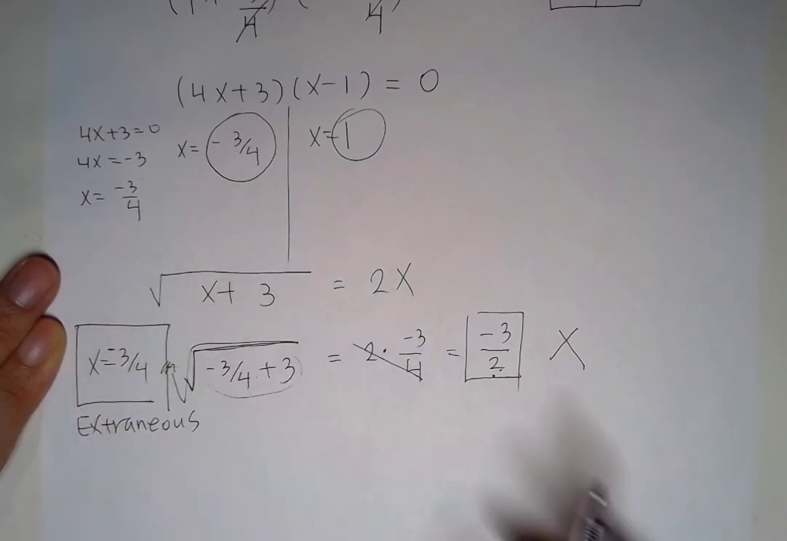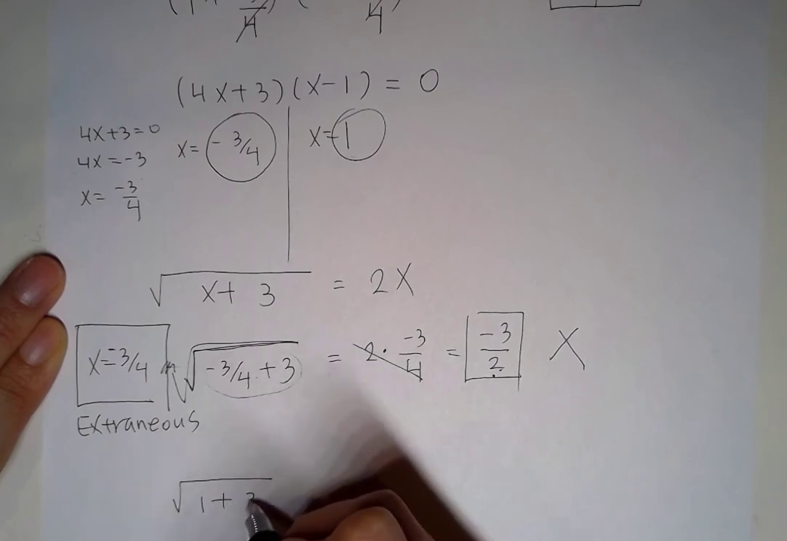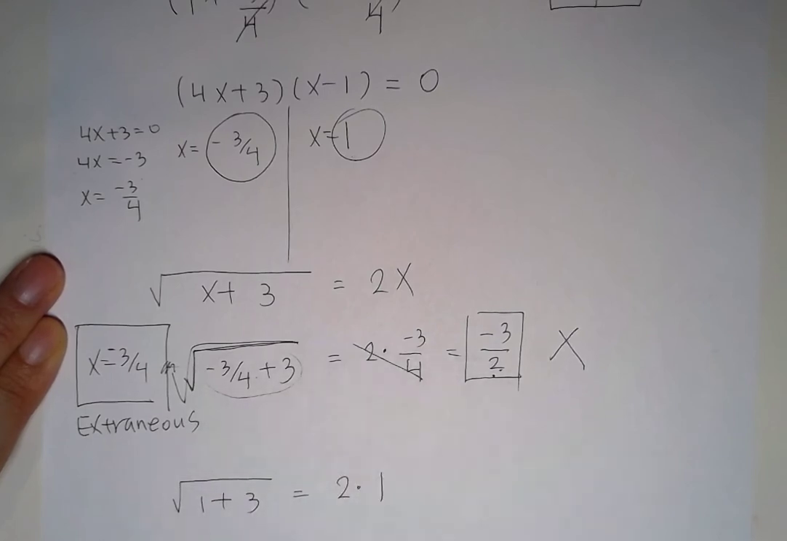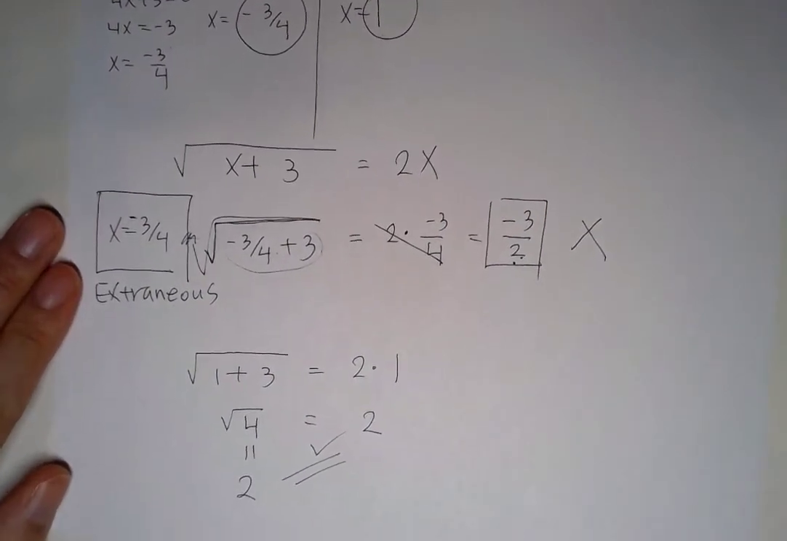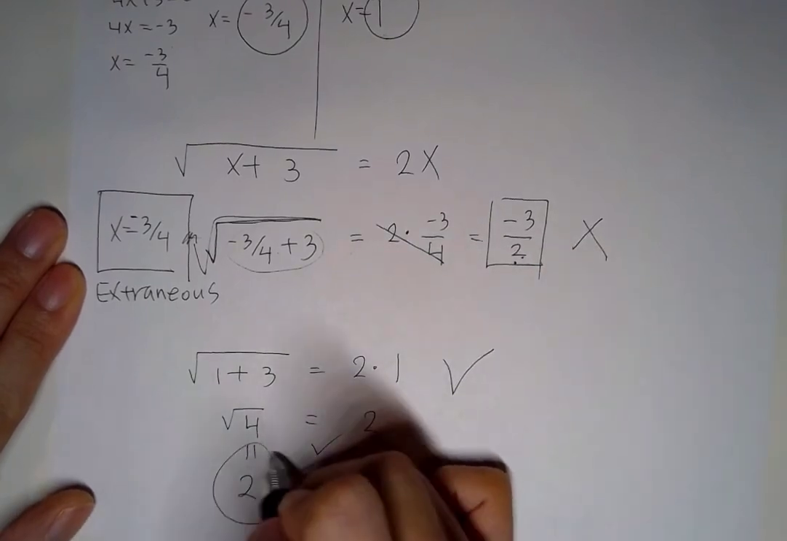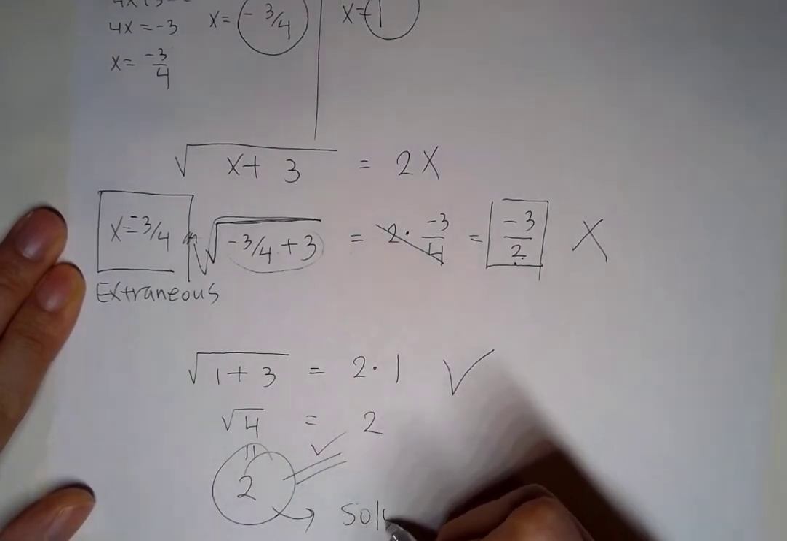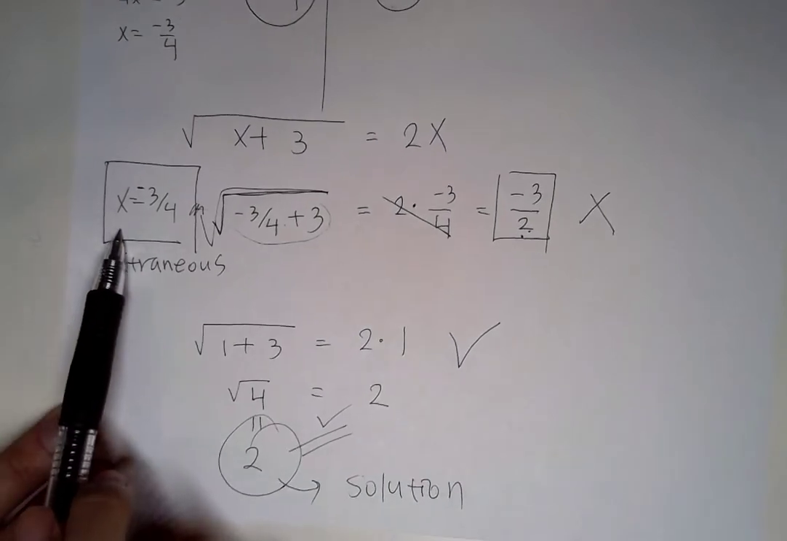All right? And let's check the other one. Let's put 1. Then square root of 1 plus 3 equals 2 times 1. Square root of 4 equals 2. Square root of 4 is? That's 2. So 2 equals 2. This is my solution. Right? So that's my solution. So x equals 1 is my solution, and negative 3 over 4, that's my extraneous solution.